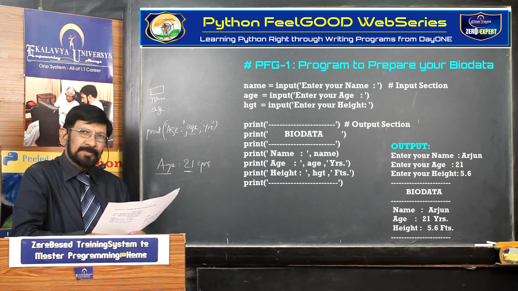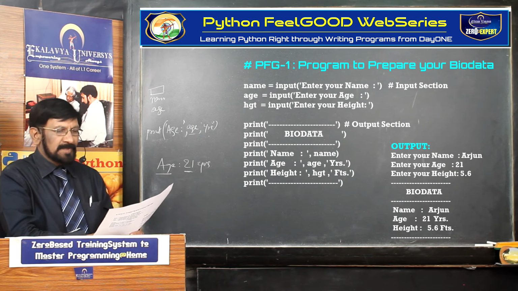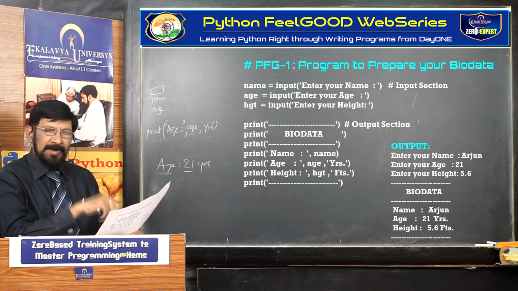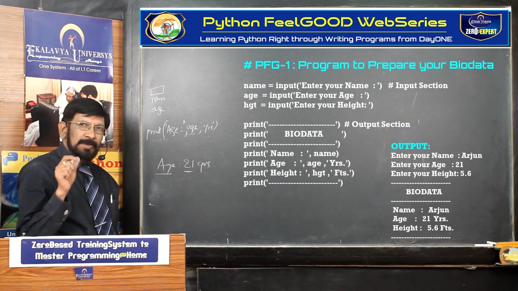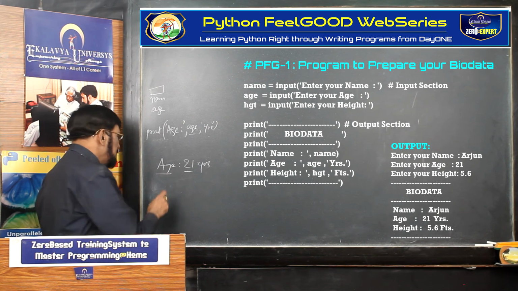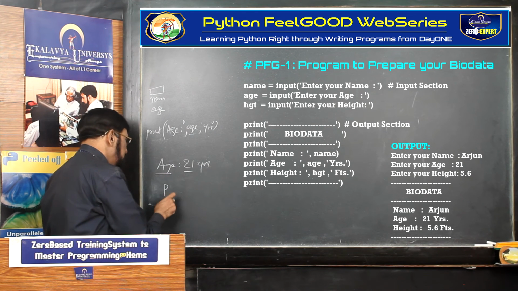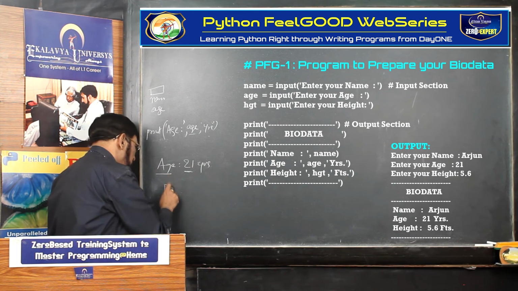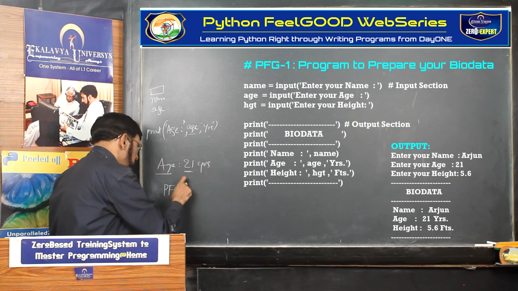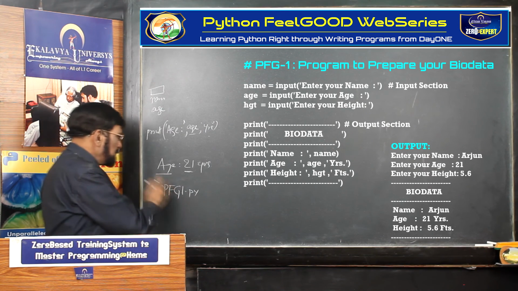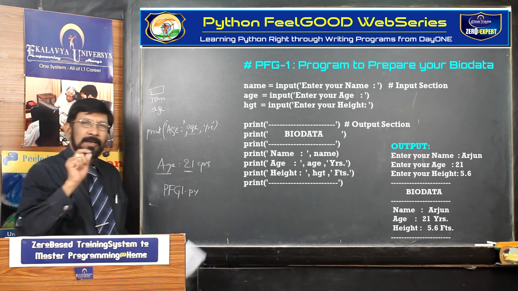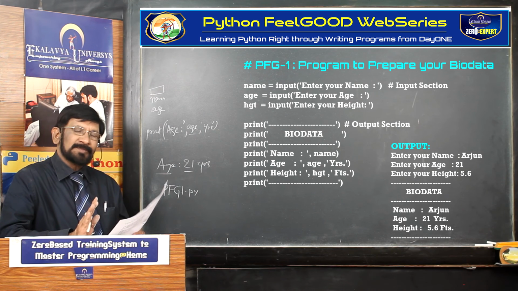Then after that, you save it. You save after typing this program perfectly. You save it. And what name? Saving means you have to give a name. So which name you have to give? To identify this program, now PFG1.py. Why py? As it is a Python program, PFG1.py. You write it, and your program is saved.